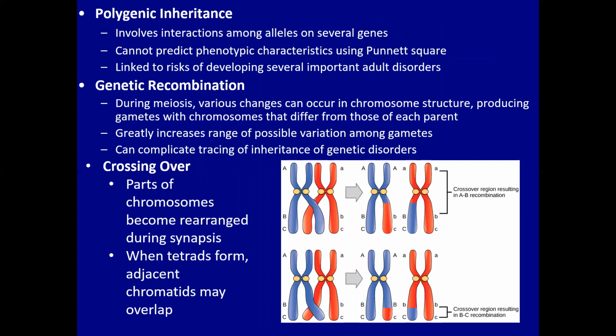During meiosis, something occurs called genetic recombination, which is where chromosomes change, they swap portions, and it increases variation, which is great, but it also complicates the inheritance of genetic disorders. So if the blue chromosome indicates the genetic information that came from dad, and the red indicates what came from mom, during meiosis, something called recombination occurs where a portion of each one is swapped. So that's what you're seeing in this image. Parts of chromosomes become rearranged during synapsis.